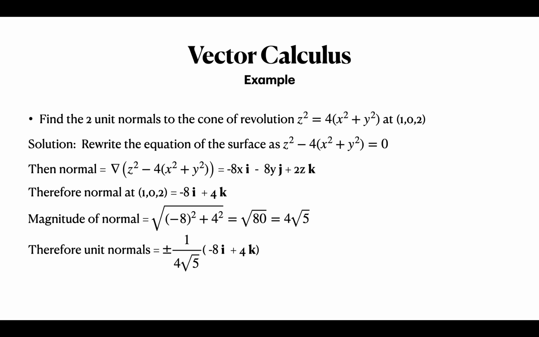So therefore, the normals are: you must divide minus 8i plus 4k by the magnitude, which is 4 root 5. And you put plus or minus in front of it, because remember, one of the normals points out of the surface and one of the normals points in from the surface. And again, if you want to cancel the 4s there, you would probably go ahead and do that. So you might write that as plus or minus 1 over root 5 times minus 2i plus k. But you can leave it as plus or minus 1 over the square root of 80 times minus 8i plus 4k.